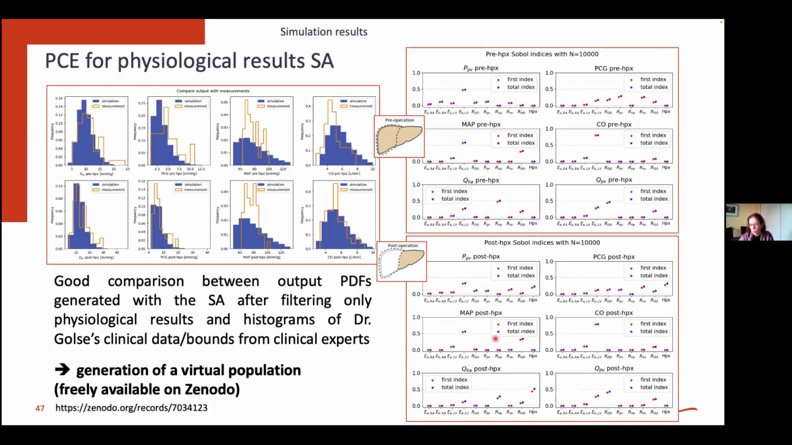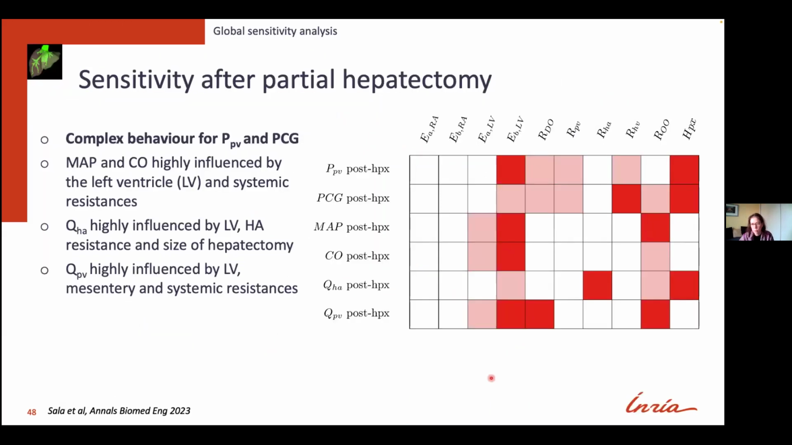So we could redo this analysis. And here are the results. For the sensitivity after partial hepatectomy, you have a heat map like this with the main clinical outputs that the clinicians care about and the main parameters that we tune out of these measurements.